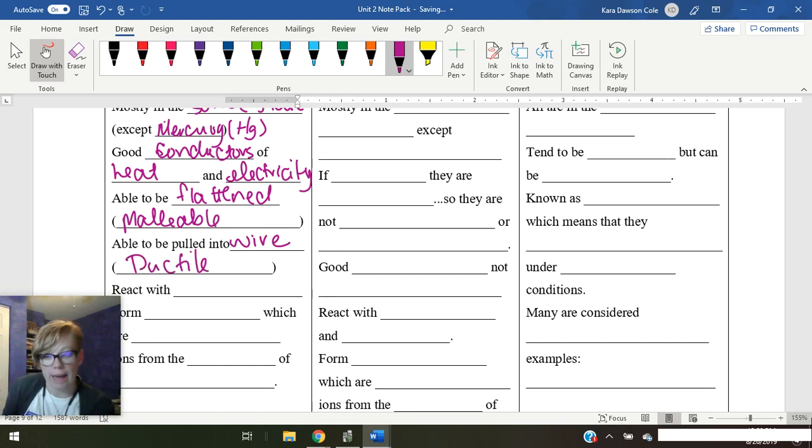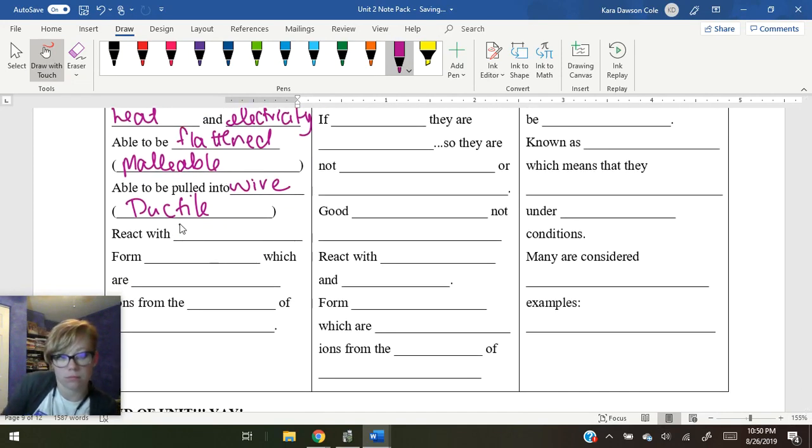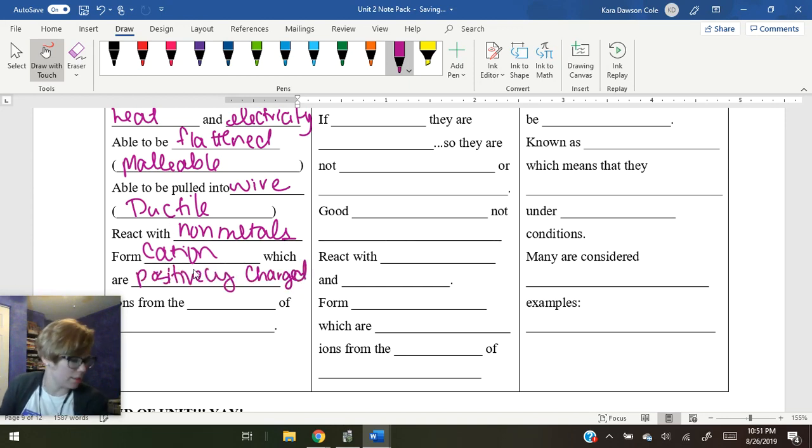These guys react with nonmetals, and they form salts. So these guys react with nonmetals. They form cations, which are positively charged ions from the loss of electrons.